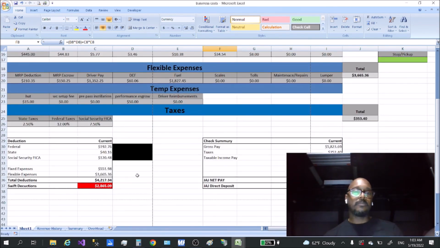Now, so here we go. This is what I made. They took out a total of $2,865. Those were my business expenses. So they're actually depositing in my banking account $2,958. Now, again, this is every week. So if you multiply that by 4, then that's how much you would basically make in a month for doing what I do. So let's go ahead and calculate that.